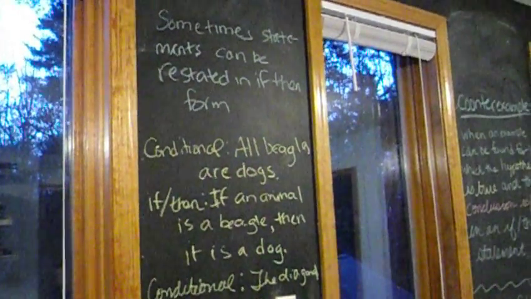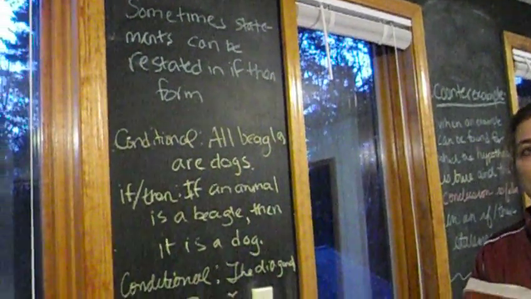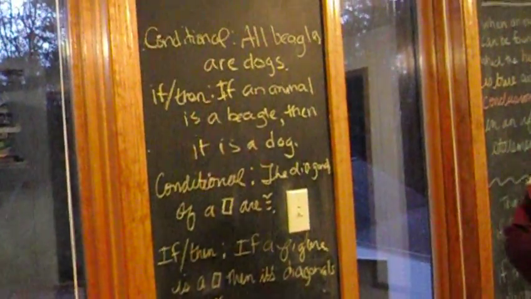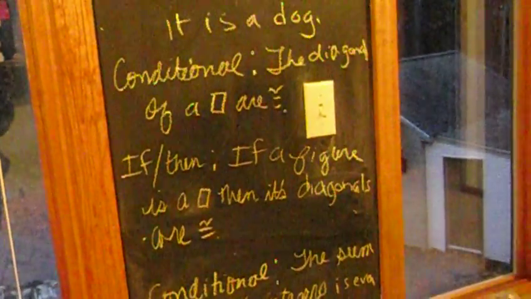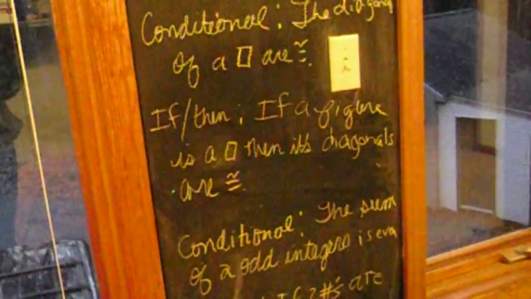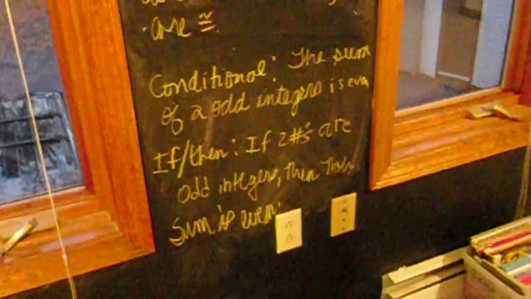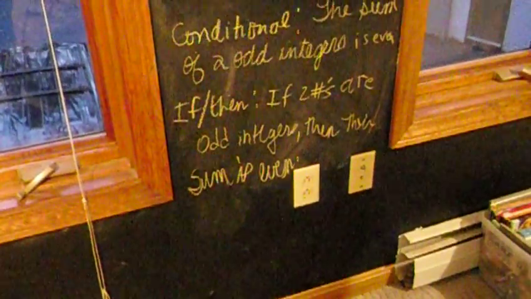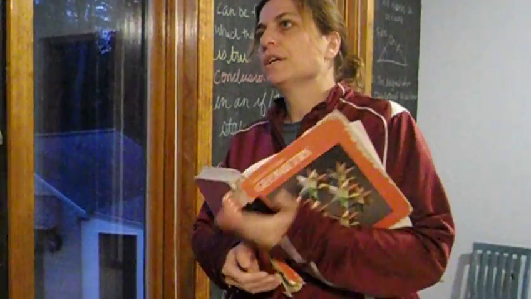Sometimes statements can be restated in the if-then form. So, a conditional statement: all beagles are dogs. The if-then statement: if an animal is a beagle, then it's a dog. That makes sense. Conditional statement: the diagonals of a square are congruent. The if-then statement: if a figure is a square, then its diagonals are congruent. The conditional statement: the sum of two odd integers is even. The if-then statement: if two numbers are odd integers, then their sum is even. For example, 7 and 9, their sum is 16. Two odd integers, sum is even.